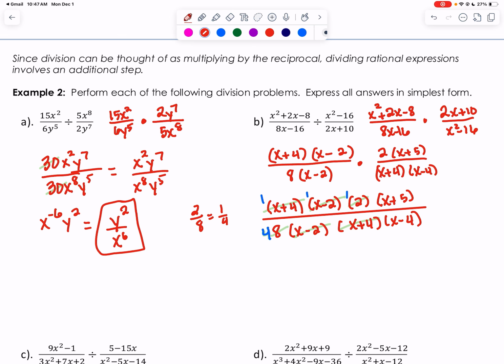Okay. Now the x plus 5, I don't believe will cancel with anything. So then you just write down what is left over on the top. And on the top, we have a 1 times 1 times 1 times x plus 5. So x plus 5 is left on the top. And on the bottom, we have a 4 and an x minus 4. So 4 parenthesis x minus 4. There's your final answer.